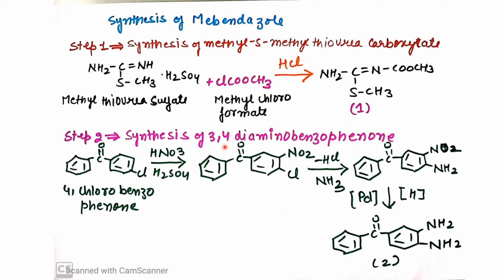In the second step, the synthesis of 3,4-diaminobenzophenone. Here you can see the second step in which the second reactant is marked as 2. Here the first reactant is marked as 1 and this is 2. When we fuse this 1 and 2, we will get mebendazole.